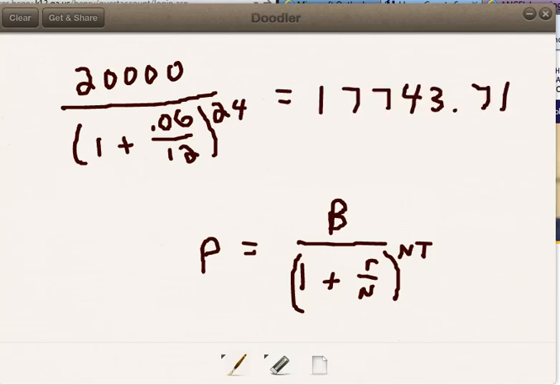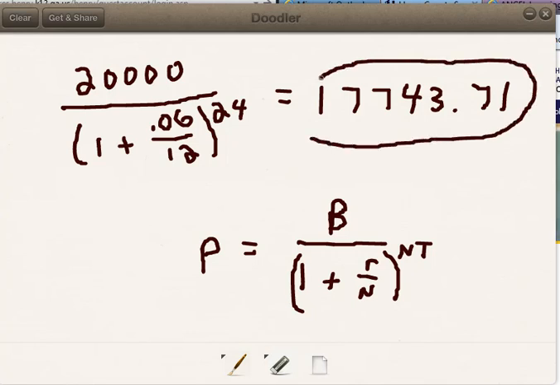When you plug this in your calculator, you get $17,743.71. Basically, what does that mean? This is how much you would need to deposit into this type of account, maybe a CD or some type of investment account, and it would earn a 6% interest rate. And the way our economy is going now, you're not going to get 6% interest on a CD, but maybe in a few years, hopefully. And this amount would grow to $20,000.